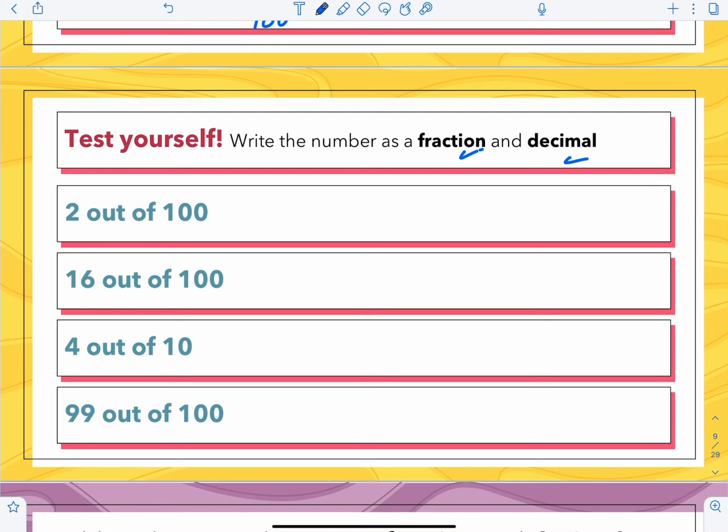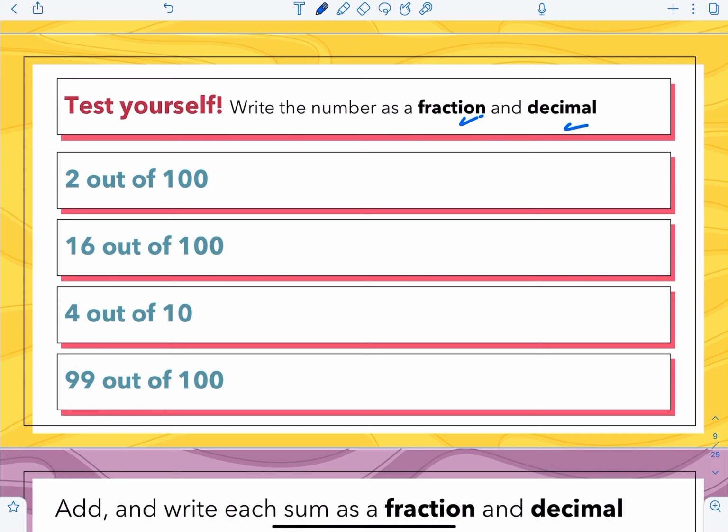So, are you ready? Let's do it. Here I have 2 parts out of 100, meaning this is 2 parts out of 100. And as a decimal, this is 0.02, because the 2 is out of 100. So I must add it in the hundredths place. And in words, this is going to be 2 hundredths.